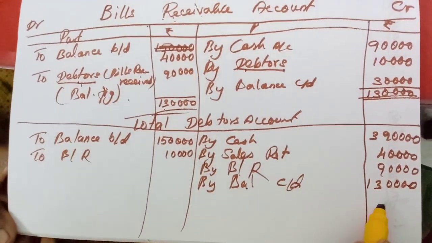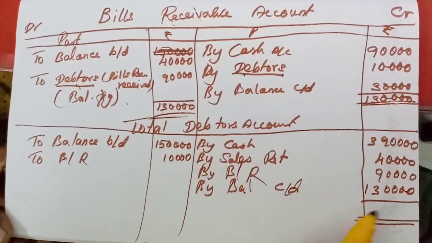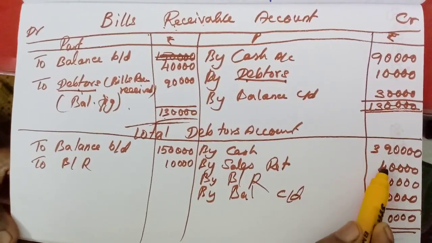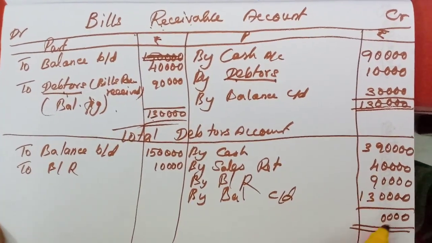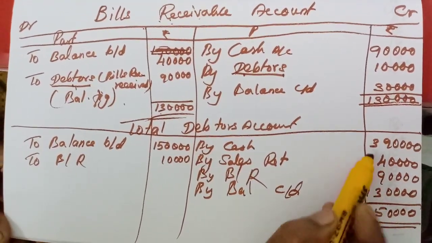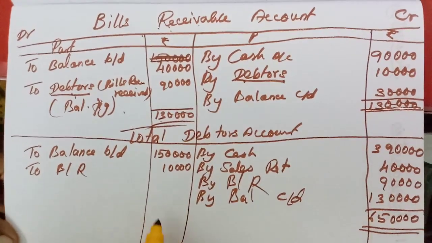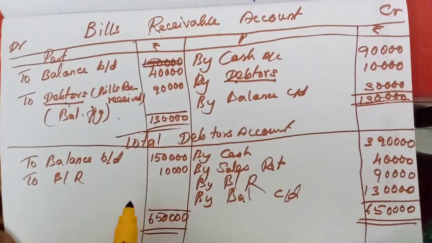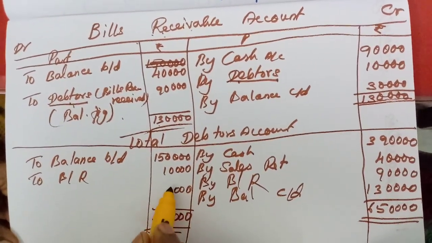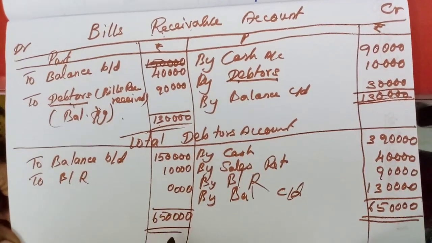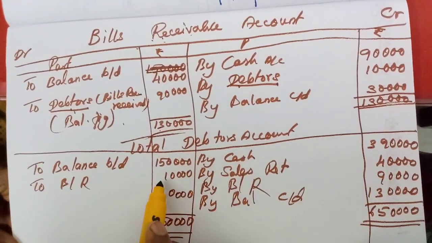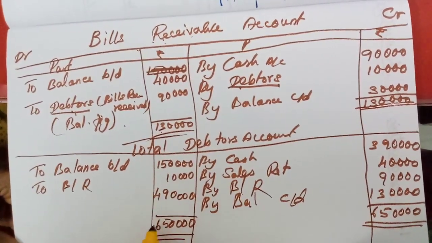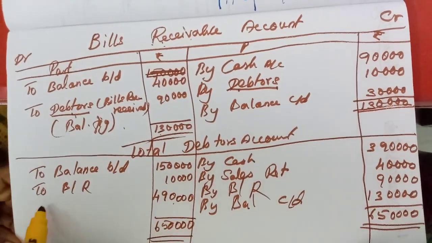Now you add all together. Here also the credit side is more. 2, 3, 4 zeros. Then 9, 13, 22, 25. Balance 2, 5 plus 1, 6, so 6,50,000. Write the same amount here, 6,50,000. Then balance 2, 3, 4, 0. 5, 6, 6 plus 9, 15. Balance 1, 2, 2 plus 4, 6. So 4,90,000.